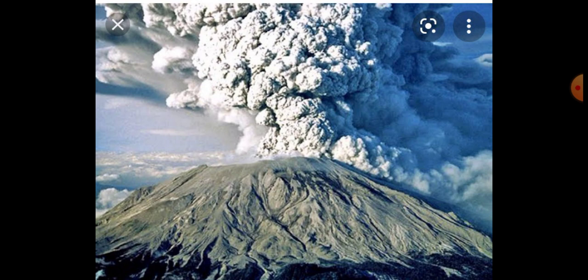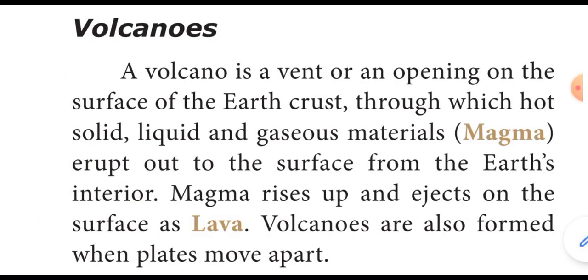Listen, students, a volcano is a vent or an opening on the surface of the earth crust, through which hot solid, liquid and gaseous materials erupt. How do these volcanoes happen? Hot, solid, liquid and gaseous materials like magma erupt out of the surface from the earth interior. The magma rises up and ejects on the surface as lava.